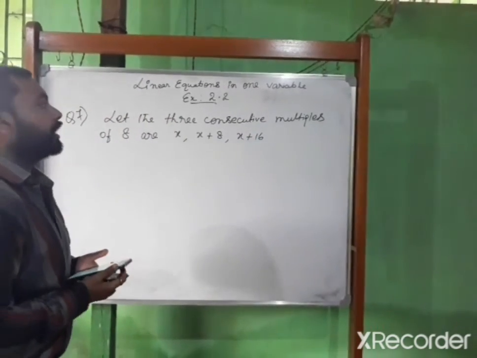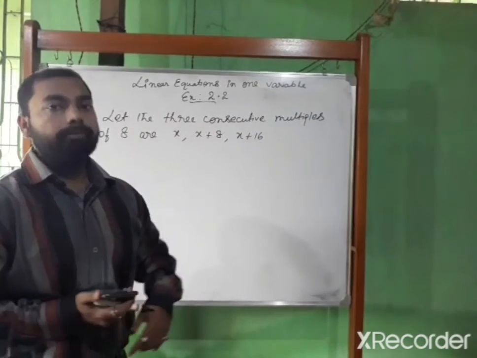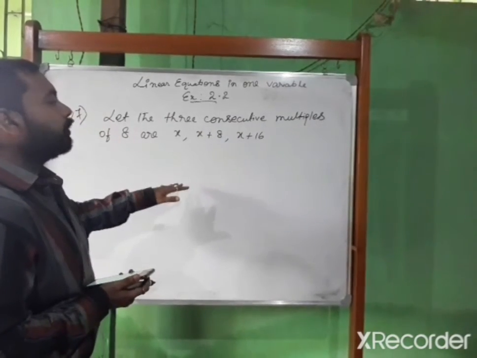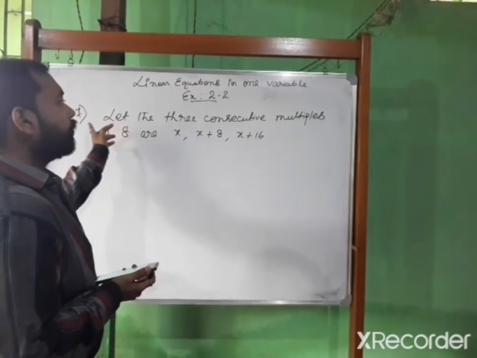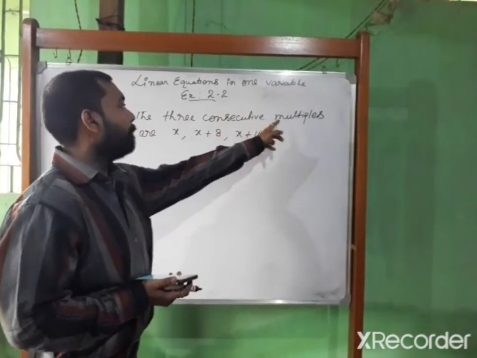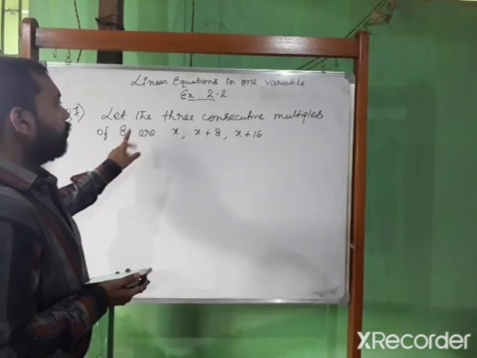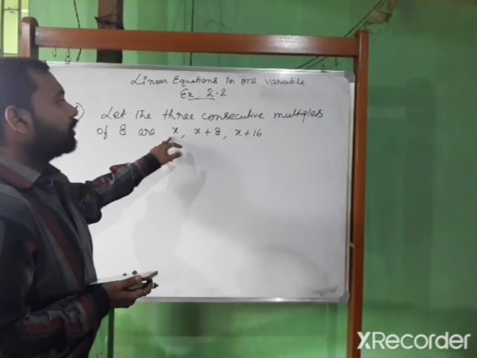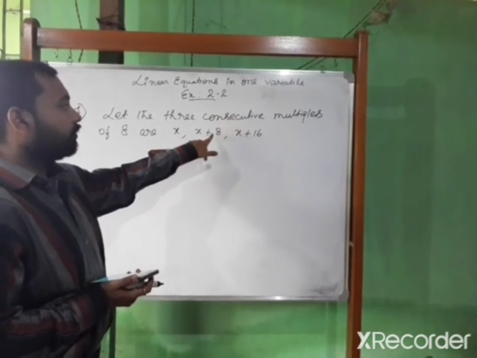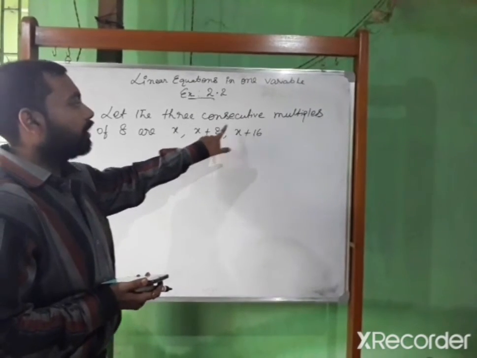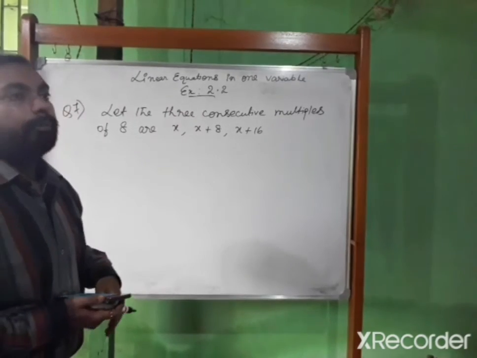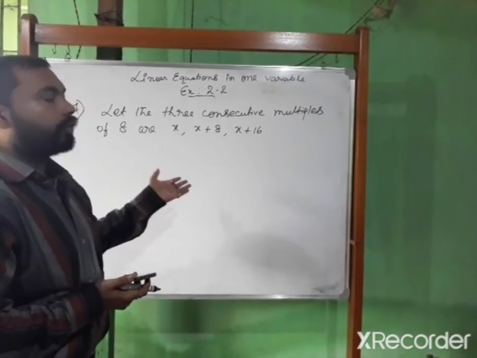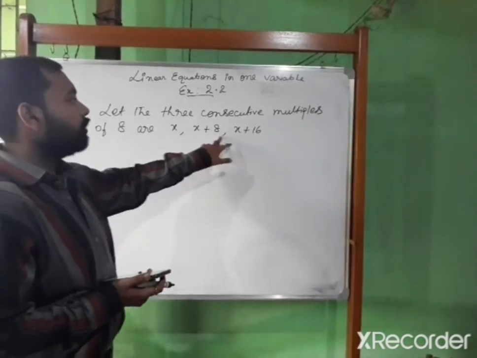Sometimes in the question it is only given three consecutive numbers. So the three consecutive numbers will be x, x plus 1, x plus 2. But here in the question it is given consecutive multiples of 8. So I have taken the first number x. Then since it is a multiple of 8, I have taken x plus 8, and the third one x plus 16, because in the multiplication table of 8, we get 8, then 16. In this way we have taken.